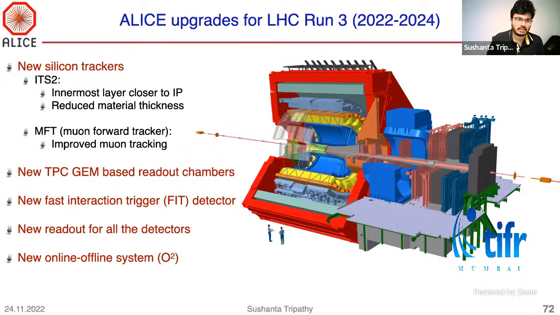done for the LHC Run 3 are an improvement of the ITS, which is called ITS2. The innermost layer is now closer to the interaction point, and there is a significant reduction of the material thickness. We have a new detector, the muon forward tracker, which improves the muon tracking, and then we have a new GEM-based TPC readout chamber, a new fast interaction trigger detector, new readout for all detectors, and a new online-offline system.